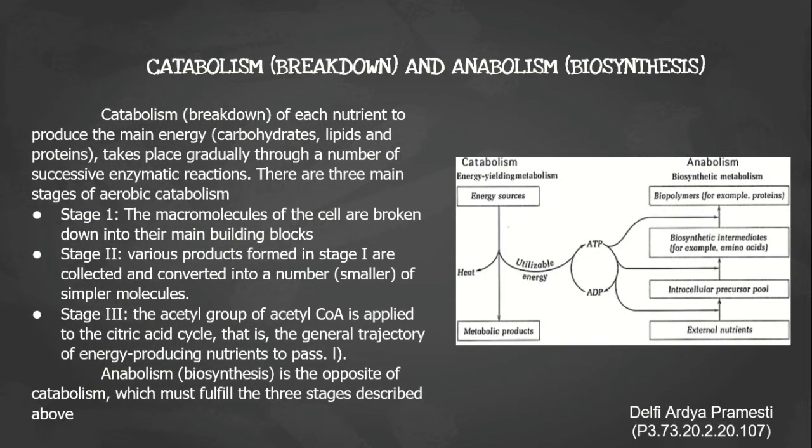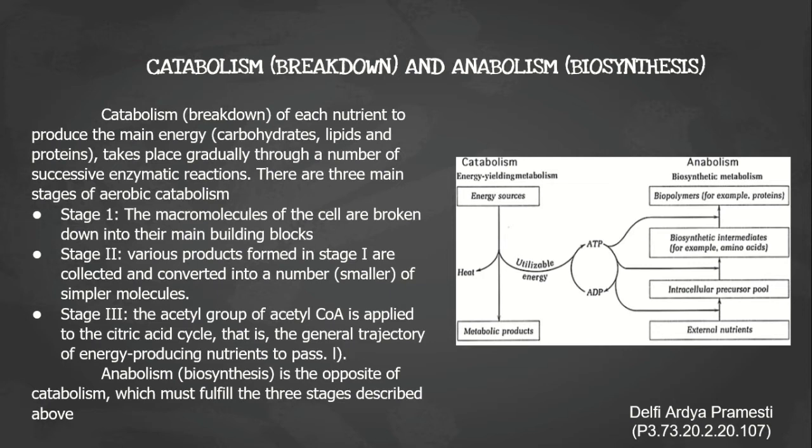Catabolism, or breakdown, and anabolism, or biosynthesis. Catabolism of each nutrient to produce the main energy, that is carbohydrates, lipids, and proteins, takes place gradually through a number of successive enzymatic reactions. There are three main stages of aerobic catabolism.